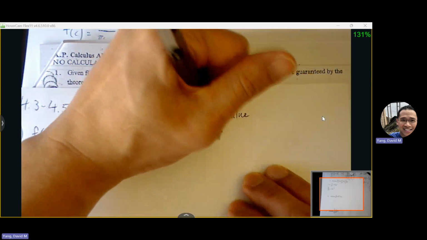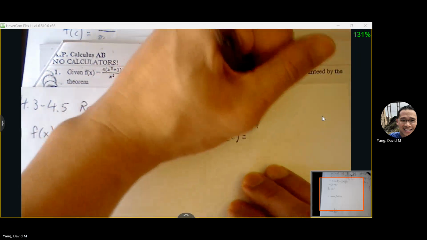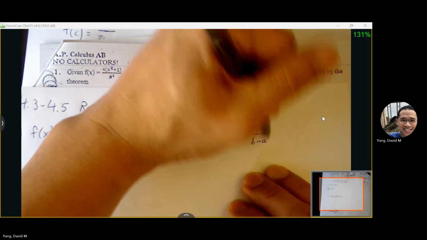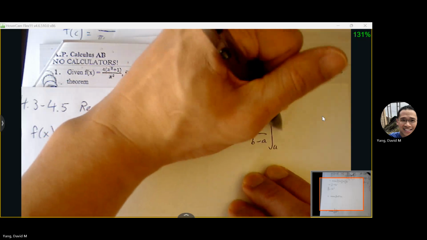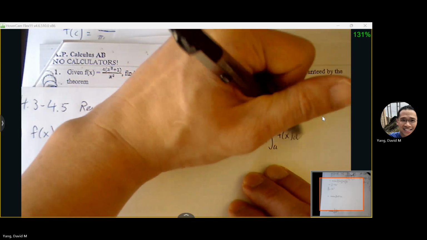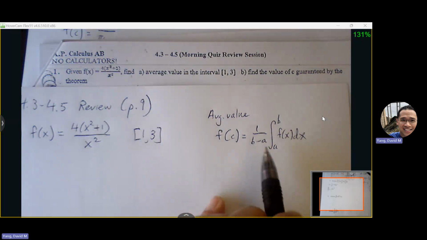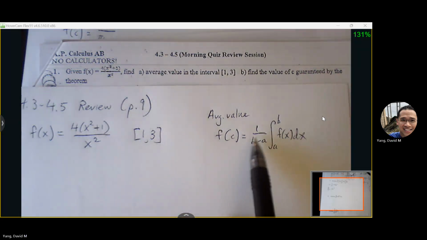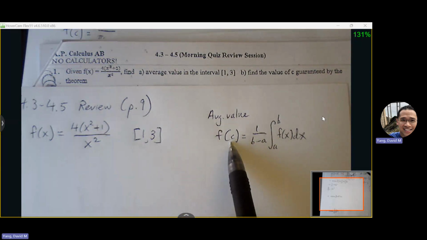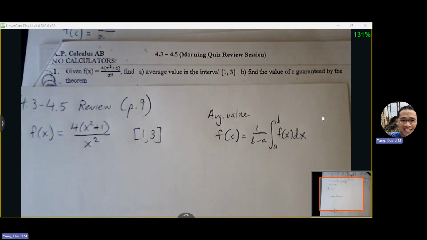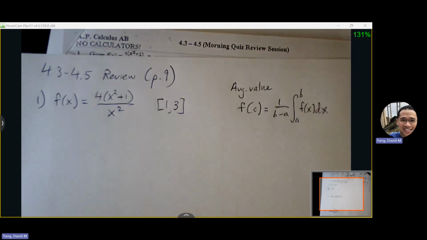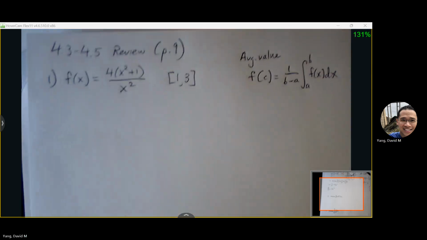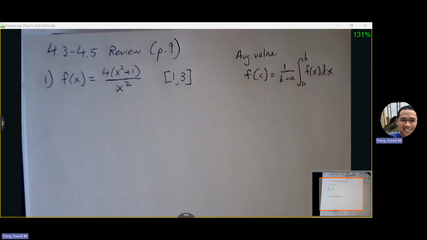Okay. Make sure we memorize this formula here. So it's really just area divided by the width equals the height. So we're just trying to find the height, the average height along my graph here. Okay, so first things first, replace all the A's and B's with 1 and 3, replace the function with the problem that we're working on.